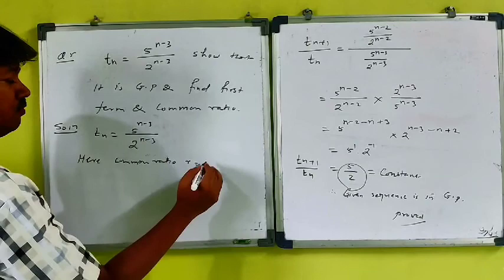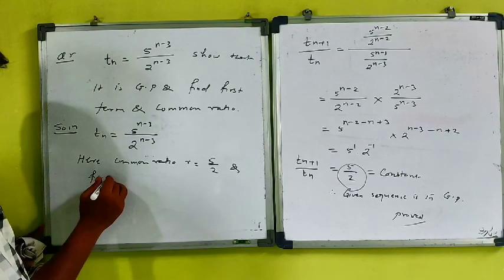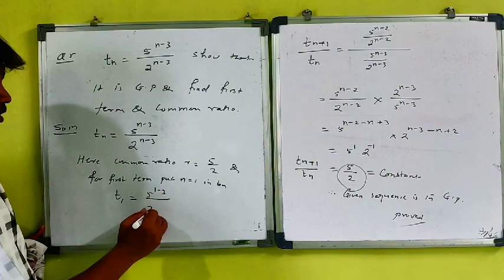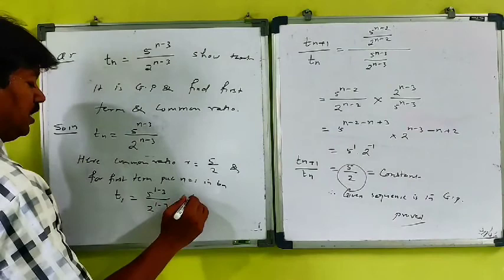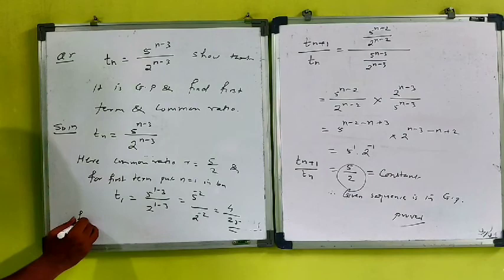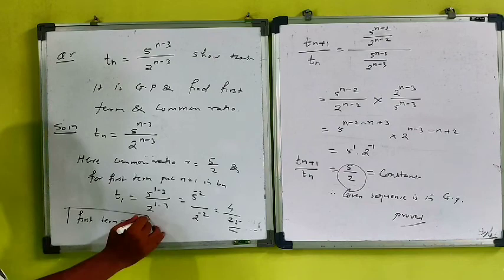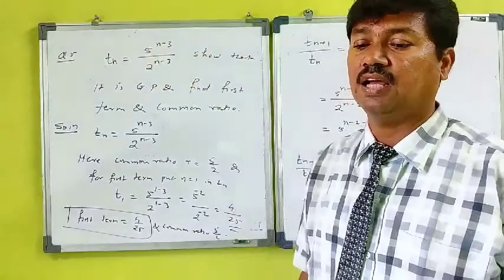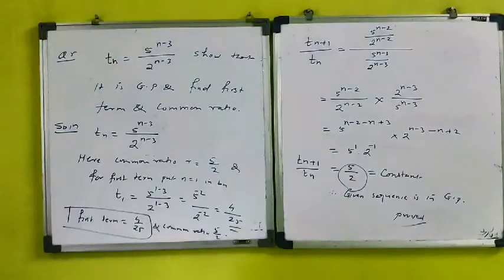And for the first term, put n equal to 1 in Tn. So T1 is equal to 5 raised to 1 minus 3 upon 2 raised to 1 minus 3. That gives you 5 raised to minus 2 upon 2 raised to minus 2. So that will go up, so it becomes 4, and this will come down, so it is 4/25. So the first term is 4/25 and the common ratio is 5/2. That is the answer. So I think it's very easy. Everybody should understand this one.